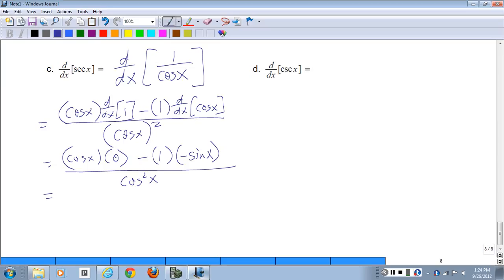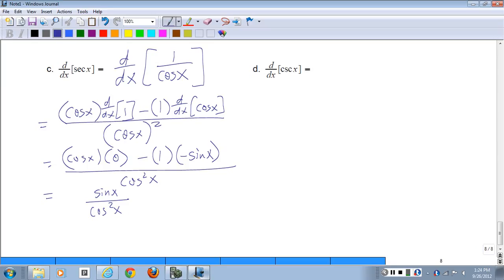So the numerator ends up being what? Well, I heard a lot of stuff there. 0 minus negative sine x? So just sine x over cosine squared x. This is one way one could write the derivative of secant x. There are many other ways one could write the derivative of secant x. It's just not the most popular way.